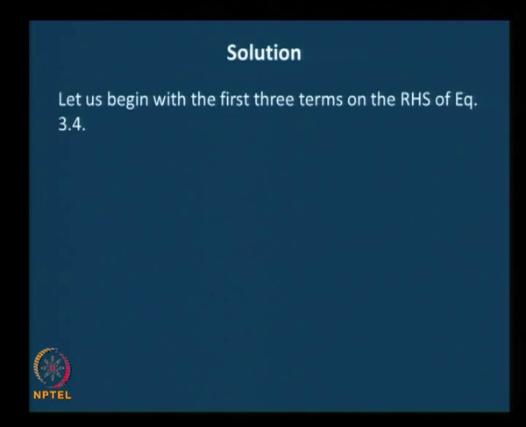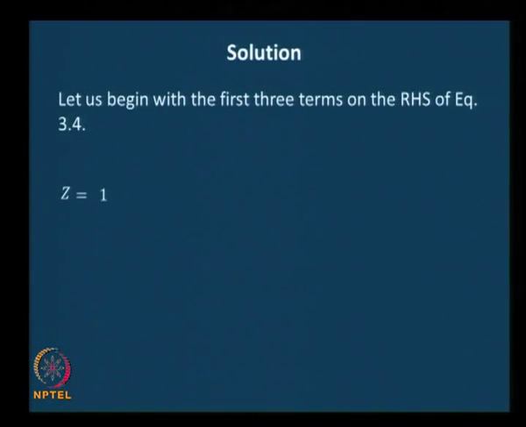Let us begin with the first three terms on the right hand side of equation 3.4. If you want, you can go back and check your slides. It is nothing but the virial expansion in V, or the compressibility factor Z, expressed in terms of the powers of 1 by V. Z equals 1 plus C2 by V plus C3 by V squared. Let us start with this. This will turn out to be decent enough.